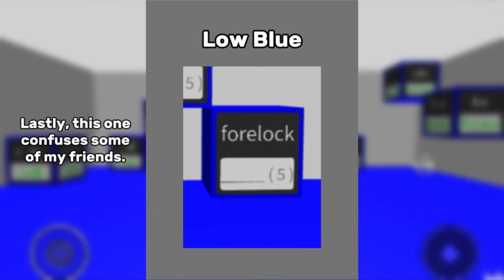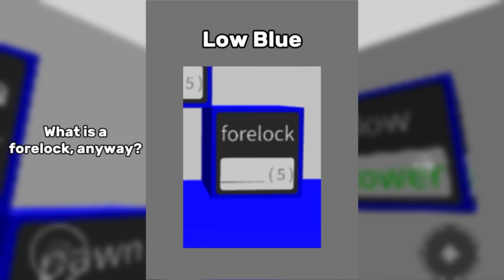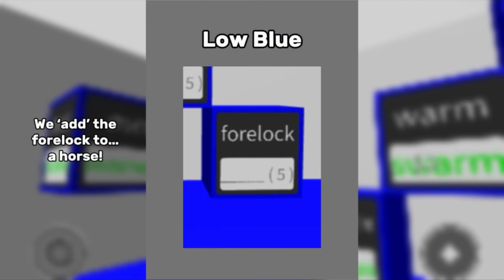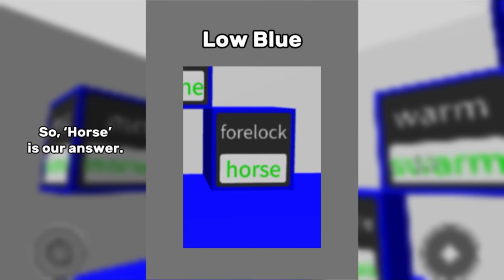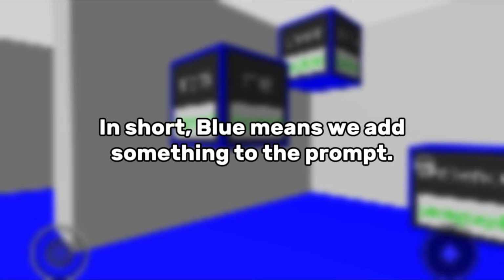Lastly, this one confuses some of my friends. Prompt is a low blue and the hint is forelock. What is a forelock anyway? Well, where does this object belong? We add the forelock to a horse, so horse is our answer. In short, blue means we add something to the prompt.